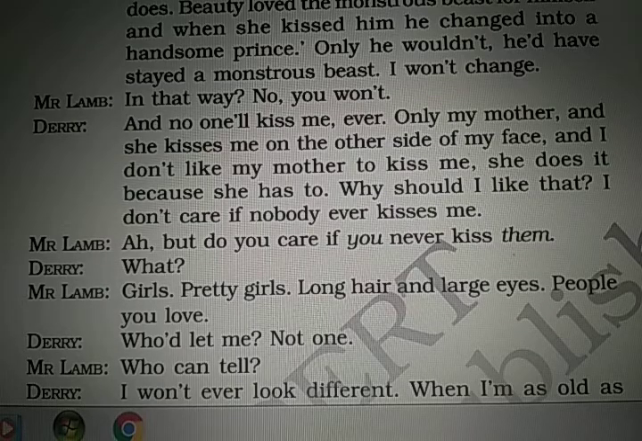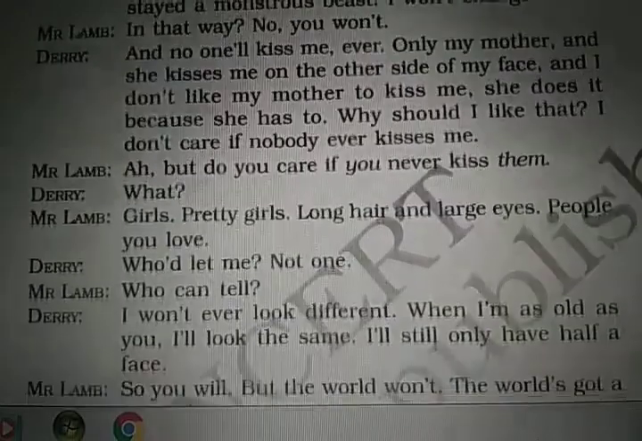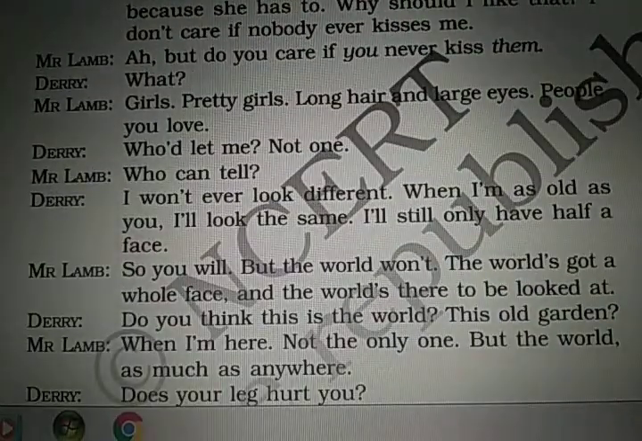No one ever kissed me. Here it is: girls, pretty girls, long hair and large eyes. People you love, you would like to kiss them. Who would let me? Daddy says, who would let me love or kiss? Not one. Mr. Lamb, who can tell? It can't be told, dear boy.